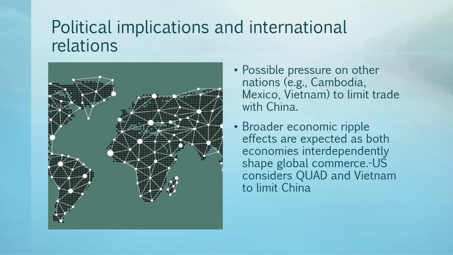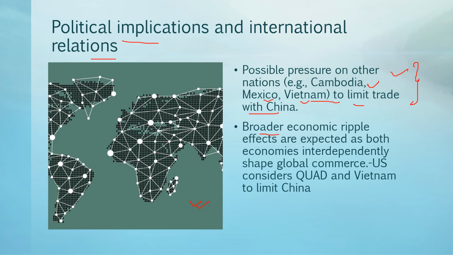Since these two are, you can say, the two most economically powerful countries, obviously there will be a huge impact globally as well. So possible pressure on other nations like Cambodia, Mexico, Vietnam to limit trade with China. So now the geopolitics game will continue. सभी जो चाइना के अपने एलाई हैं या फिर यूएस के जो अपने एलाई हैं, they will try to persuade them and take actions according to their interest, right?